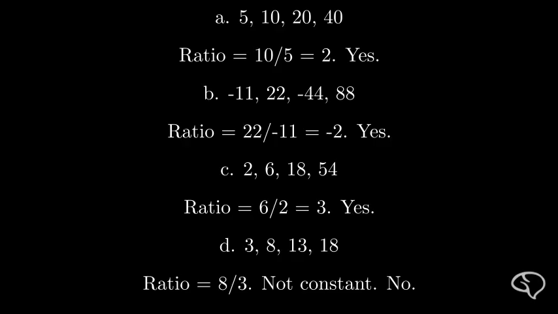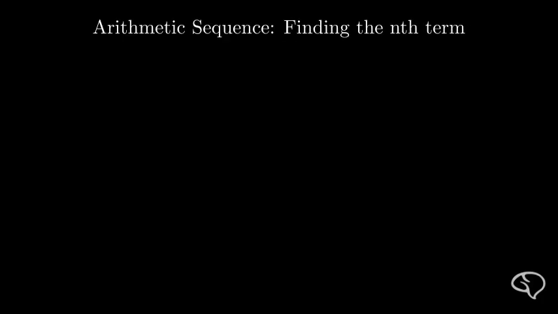We have successfully identified different types of sequences. Now let's move on to finding specific terms in a sequence. We'll start with arithmetic sequences. The formula for the nth term of an arithmetic sequence is a sub n equals a sub 1 plus the quantity n minus 1 times d.